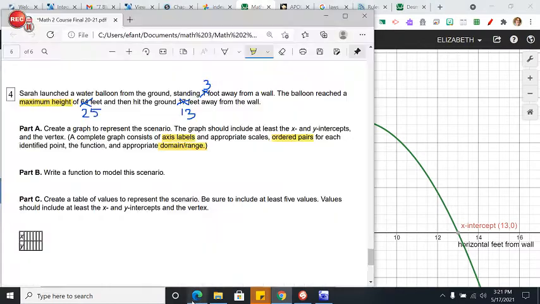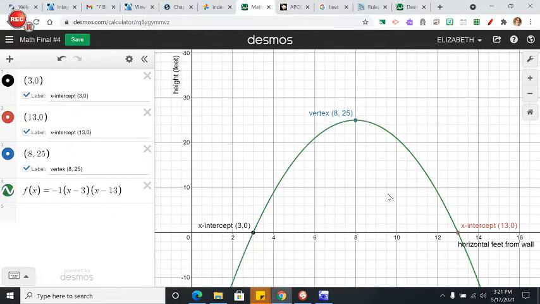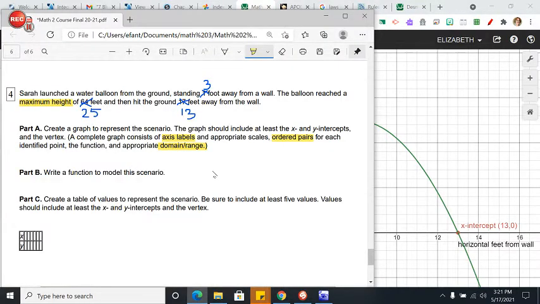Okay, so let's see, what else do we need to do? We've got a graph. We've got our x and y. Oh, we don't have our y-intercept. I kind of skipped over that in class. We could add that in there. It's not that hard to do. Also, domain and range. Okay, and we need a table.